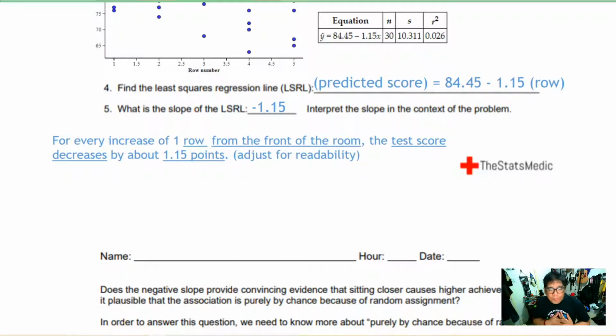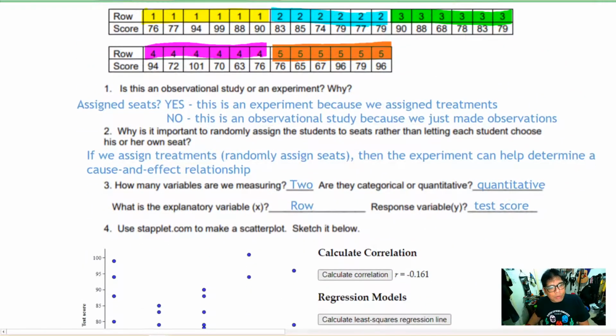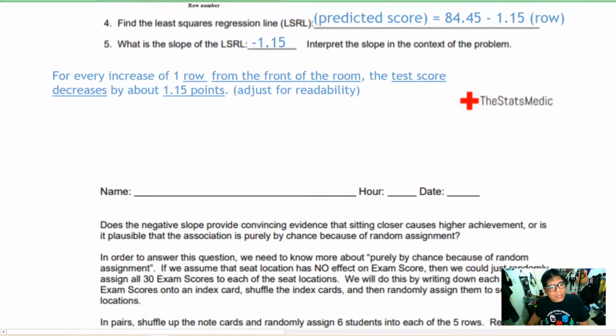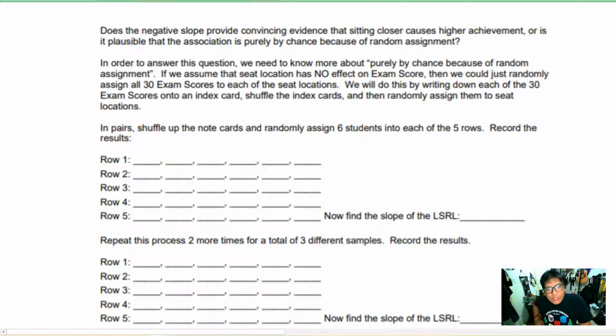Remember, you don't have to reinvent the wheel. We have these sentence starters for almost all of our interpretations. You just have to make sure that you have them up in the old brain so you can write them down on call. That's the bad news for you. Okay, so this first page is pretty much a review of, I think it's chapter 3. Let's take a look at some new stuff. Now, does the negative slope provide convincing evidence that sitting closer causes higher achievement?